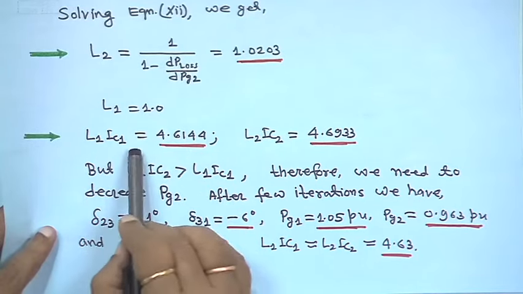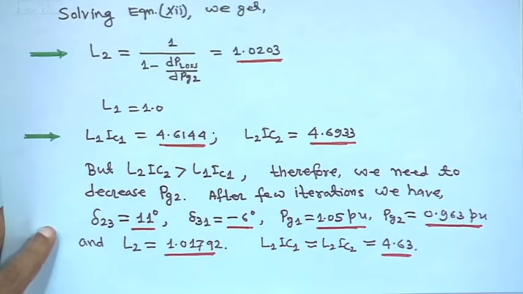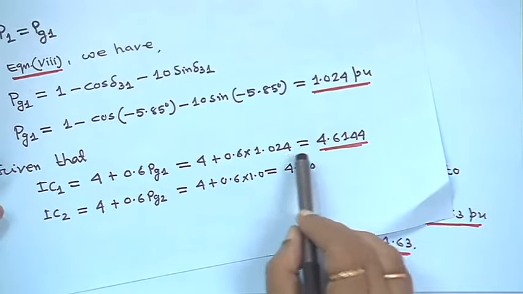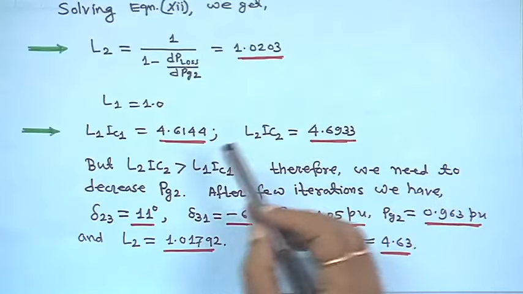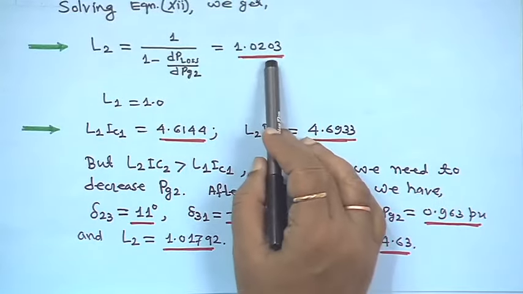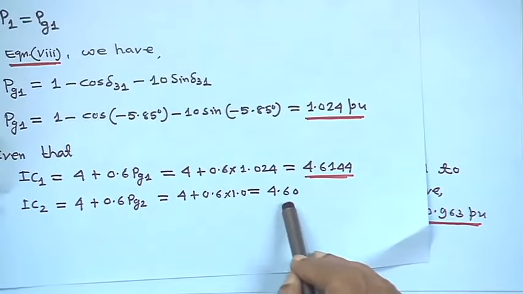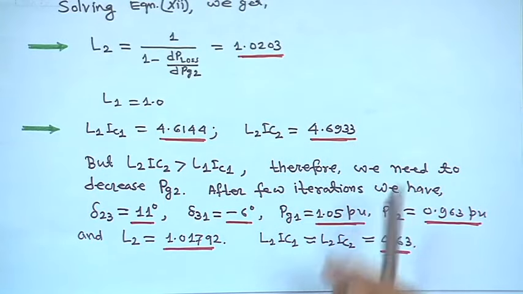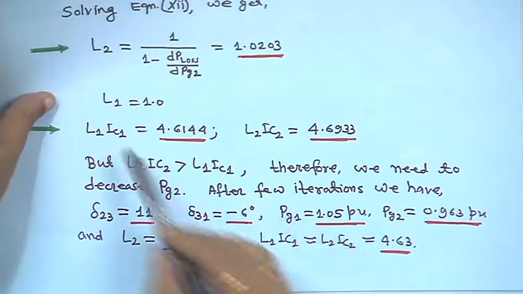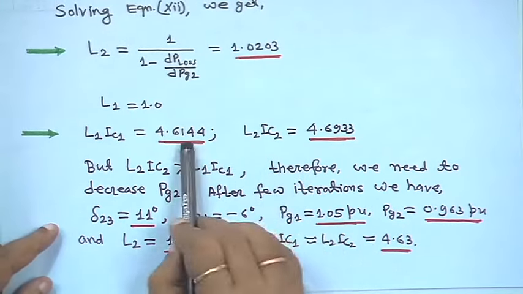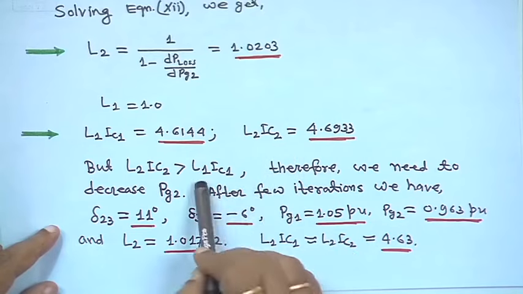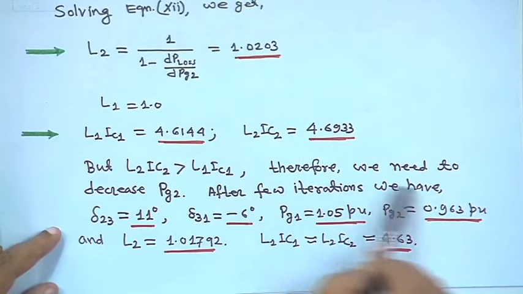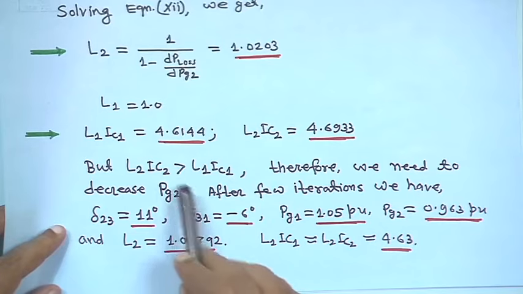Therefore, L1 IC1 is equal to 4.6144, this is your IC1 computed. So, L1 is 1, that is 1 into 4.6144. And L2 you got 1.0203, and this is your IC2 4.60 multiplied by 1.0203, you will get 4.6933. But for optimal solution both should be equal, but here it is not equal. Because L2 IC2 is much greater than L1 IC1, we need to decrease Pg2.